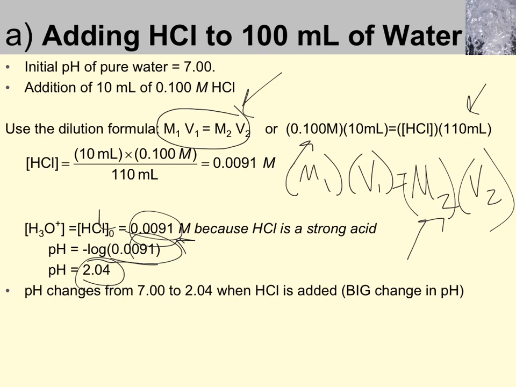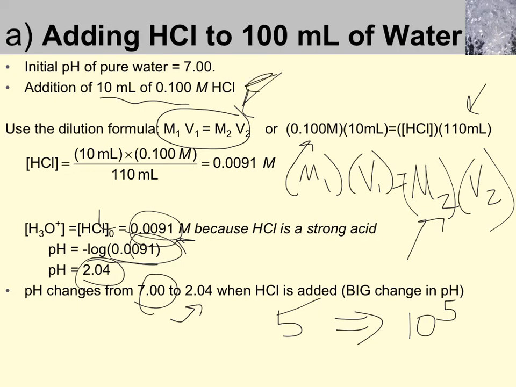So in a system that's not a buffer, just pure water, if we add 10 milliliters of 0.1 HCl, the pH changes from the neutral 7 to 2.4. That is 5 units of pH, which corresponds to 5 orders of magnitude. Okay? So we've changed the acidity by a factor of 10,000 by adding that little bit of a strong acid. So now let's look, if we add the same amount of acid to a buffer system, what type of pH change we have.